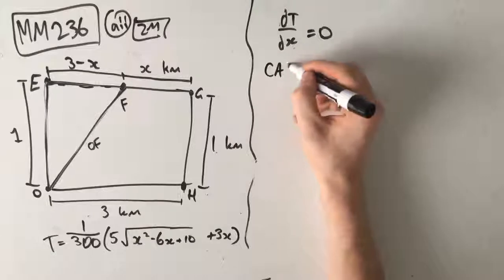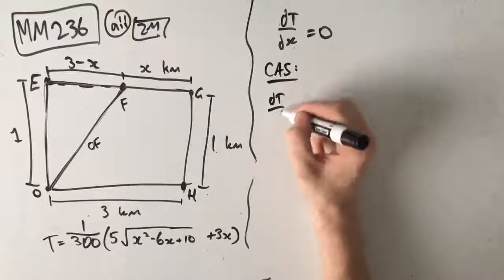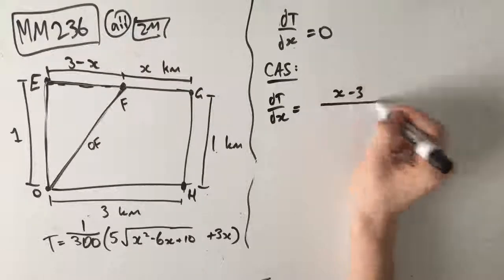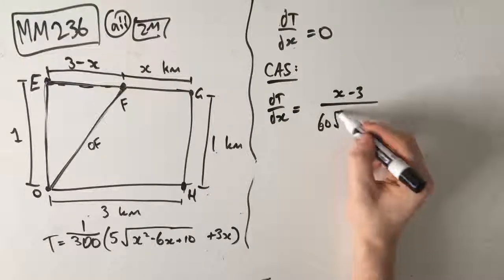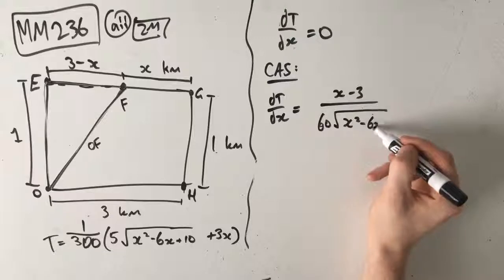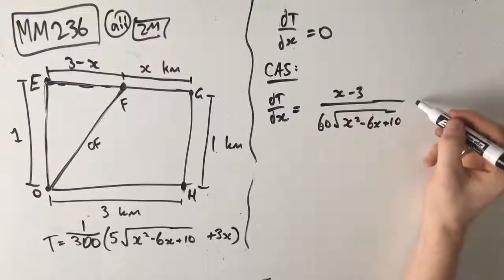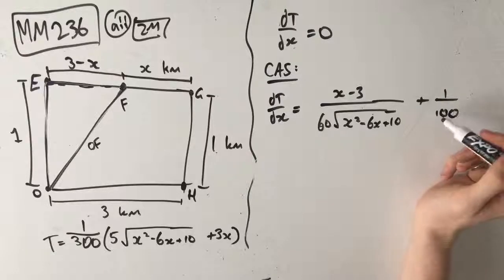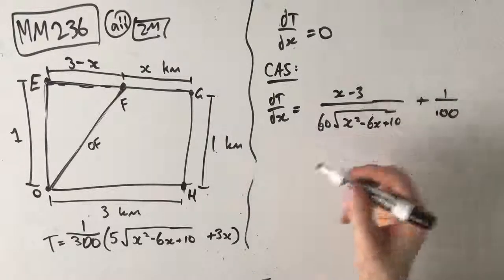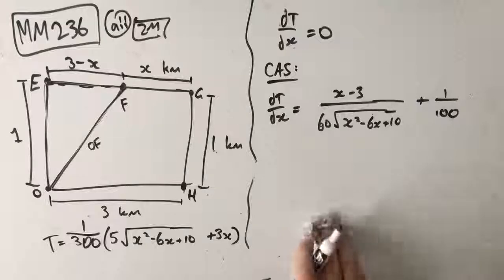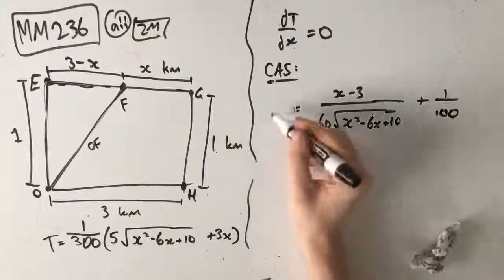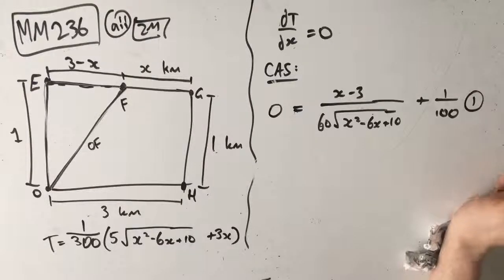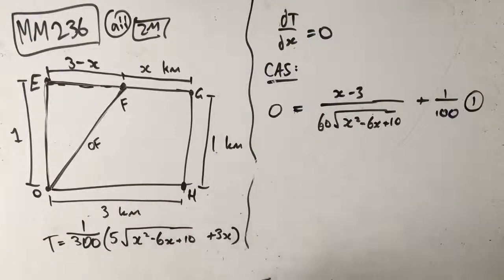So we're just going to say, according to CAS, dt/dx is equal to (x take 3) over 60 root (x squared take 6x plus 10), plus 1 on 100. Sweet. So because it's a minimum time, we're going to let this equal 0. You would do an extra line of working here, but I'm just going to say 0 equals this. And that's our first mark. So recognizing that it has to equal 0 is our first mark.